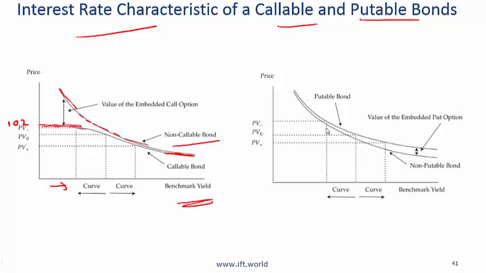With a putable bond, we have the following situation. Remember, the price of a putable bond is going to be more than the price of a comparable bond which is not putable. So in red, I have the non-putable bond, and then because of the put option, this bond which has the embedded put option, at any given yield, the price of the putable bond is more. And since the slope of the putable bond is less, we can say that the interest rate sensitivity is less.